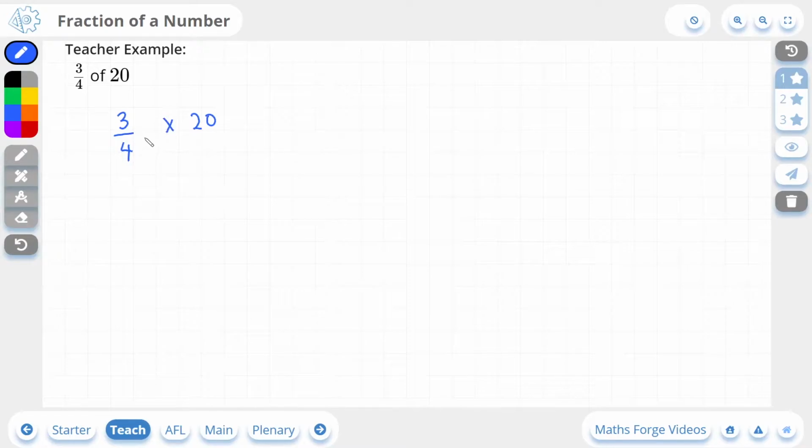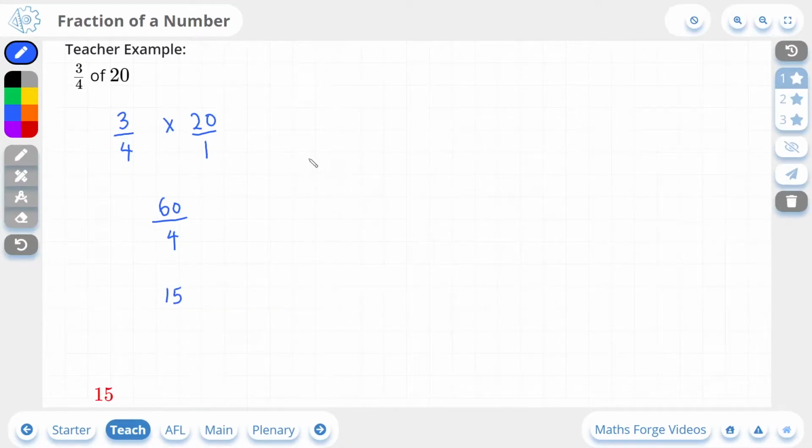And so you have two choices here. You can either carry out this calculation normally, so do 20 over 1, do 3 times 20, which is 60, and 4 times 1, which is 4, and then do 60 divided by 4, which is 15. And if we check our answer, there it is.